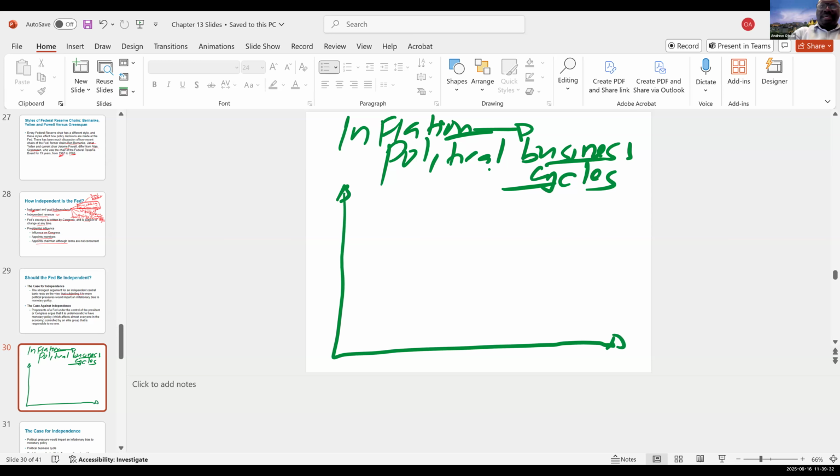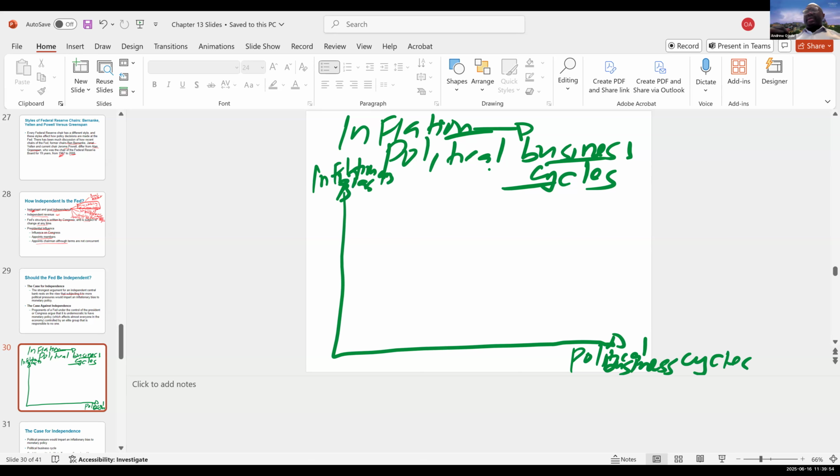So I'm going to put political business cycle here, and I'm going to put inflationary bias on this axis. When I say political business cycle, I mean major election cycle. Let's say the term of a president in a developing country is every 5 years. So they already know that every 5 years they're running for re-election, and some of those presidents want to be presidents for life, dictators who want to be in power forever.